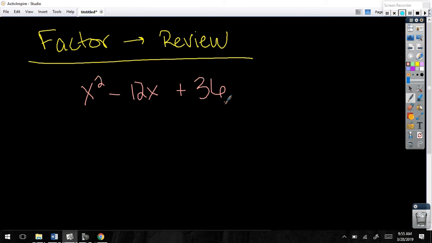So my first step is to check for a what? GCF. Does this one have a GCF? No. Are y'all sure? No, because you can't divide everything by anything. 12 times is 36, but not the first one.